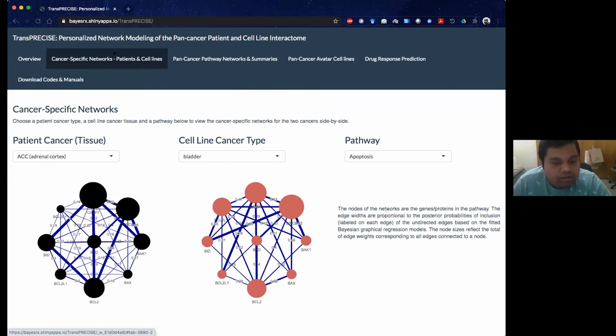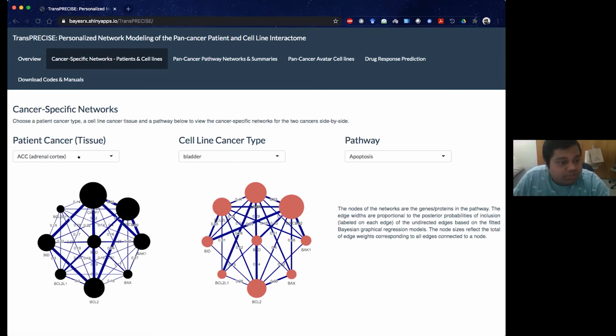Remember how we talked about fitting one model for each cancer and pathway combination? We do that for both the TCGA samples and also the MCLP cell lines, and this is where you can look at those networks. For each pathway, the nodes are the proteins in that network, and the connections are determined by the posterior probabilities of those edges. If you think of an edge like a binary switch, 1 or 0, then in the fitted Bayesian model, what is the probability of that being a 1? That's what determines the edge strength here.